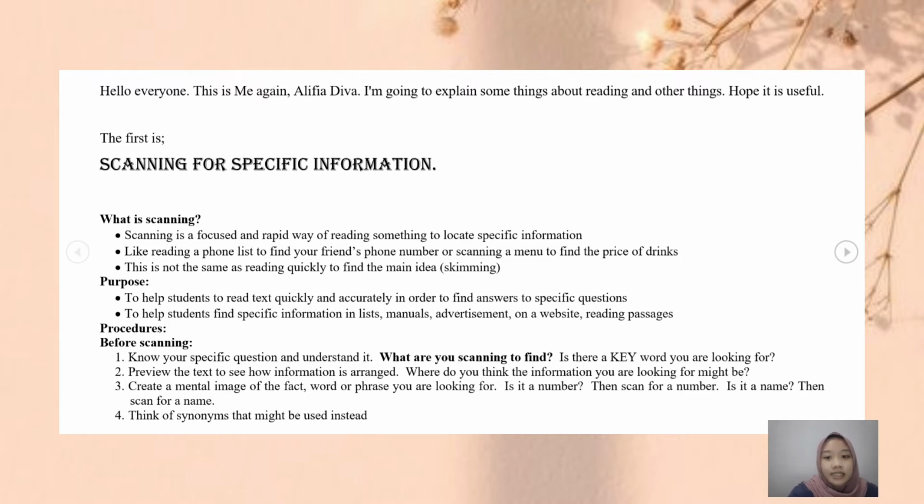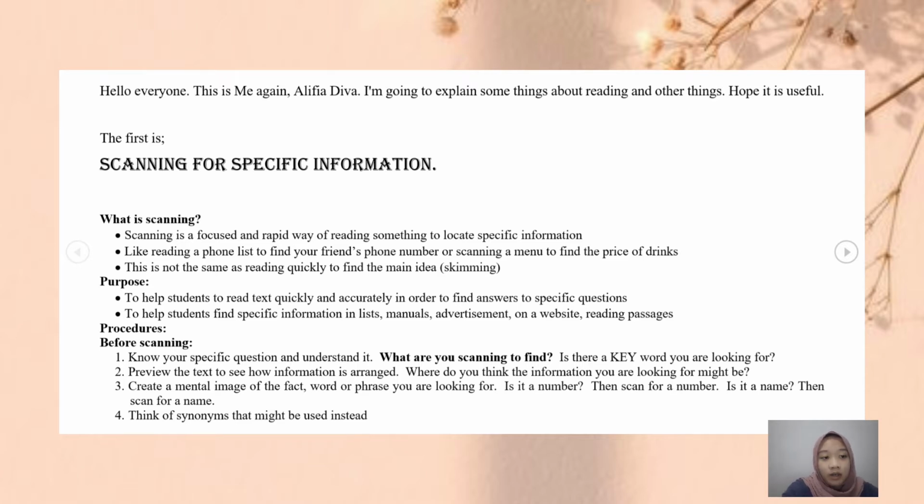The procedure is: 1. Before scanning, know your specific question and understand it. What are you scanning to find? Is there a keyword you are looking for? 2. Preview the text to see how information is arranged. Where do you think the information you are looking for might be? 3. Create a mental image of the fact, word or phrase you are looking for.